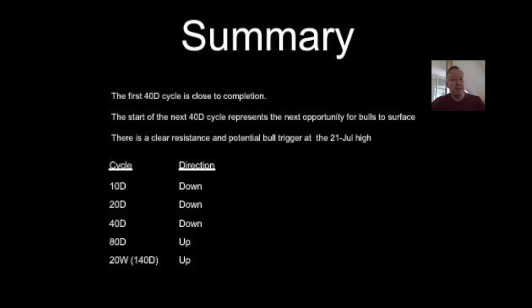Finally, just to summarize the cycle relationships between each other, the 10, the 20, and the 40-day cycle are all pointing down. However, they are close to turning in an upward direction, further highlighting the point that the next 40-day cycle represents an opportunity for bulls to surface. Currently, the 80-day cycle is up, and the 20-day cycle is up as well.